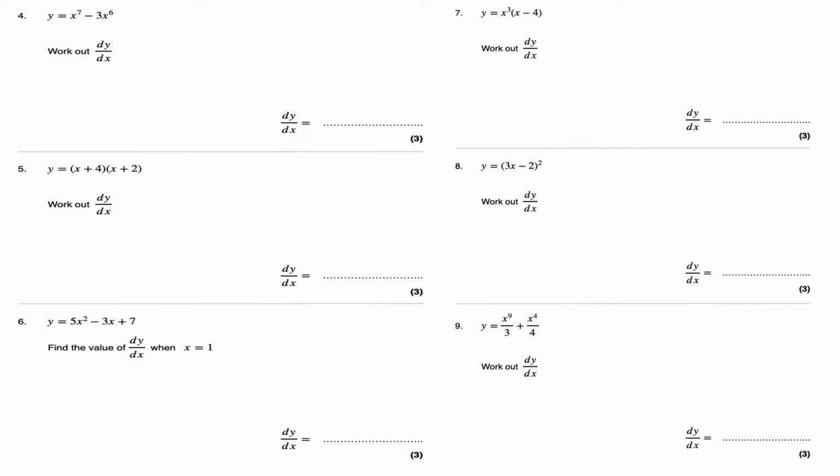This is question number 4, guys. I've got y is equal to x to the 7 minus 3x to the 6. Work out dy by dx. Well, if I differentiate x to the 7, I get 7x to the 6. The power comes down as a multiplier, and the power comes down by 1. Differentiating minus 3x to the 6 goes to minus 18x to the 5. So this is going to be 7x to the 6 minus 18x to the 5.